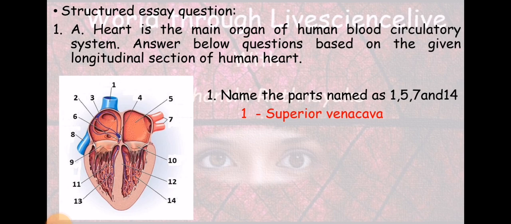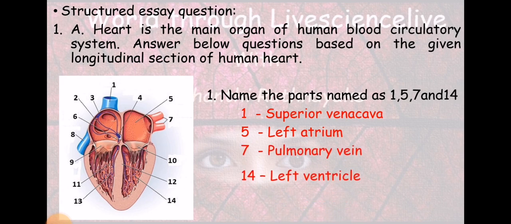Can you guess what is part 5? Yes, children. Part 5 is the left atrium. Then part 7 is showing us the pulmonary veins. Part 14 is showing the left ventricle. Let's move to question number 2.